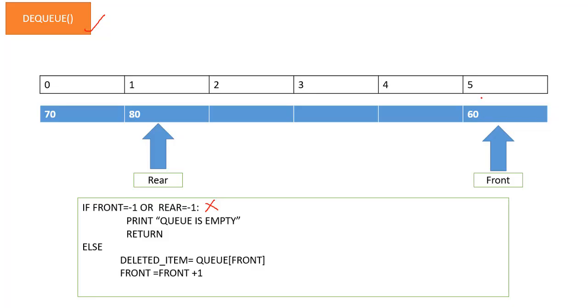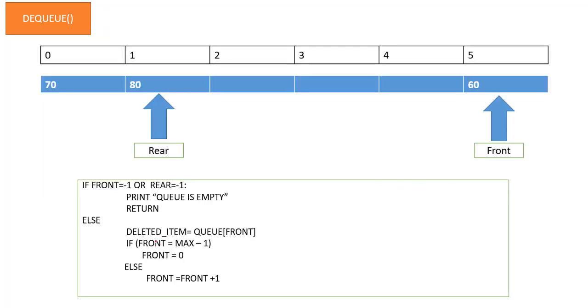So what we have to do: whenever this front reaches max minus 1, you have to assign front to the 0th position. This is the concept of circular queue. So we can move this front to the first index, that is 0, when front reaches max minus 1. So you see here the updated logic. Before this else, I am adding: if front equal to max minus 1, then front will become 0. So this condition is true. So I am resetting this front to the 0th index. One item got deleted and front will become 0.